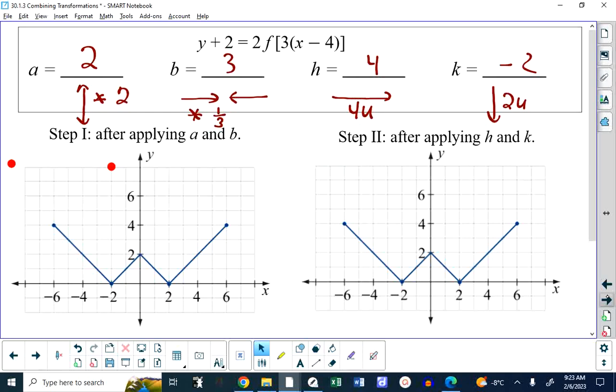I want to just go back in time for a second and say, had we started here and stretched this horizontally by a third first, then it would land there. And if I double the vertical distance, it still lands in the same location. And that's why I've told you, I don't care if you do A before B or B before A. A and B just have to be done first. Now I'm going to move on.